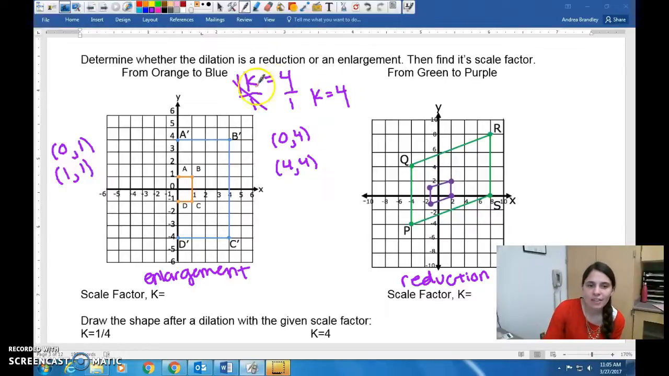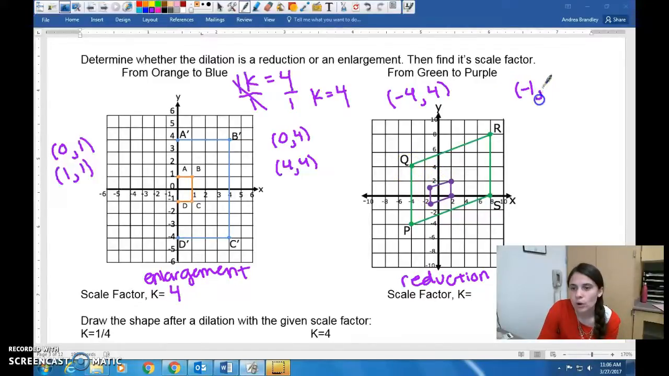So you can find it mathematically like this, or sometimes it's easy to just kind of see it without working it out. So we'll talk about that same thing over here. This time we're going from green to purple. So I'll pick this point, Q, and my Q point is at -4, 4. And then this Q point afterwards is at -1, 1. So what do I multiply -4, 4 by to get to -1, 1?